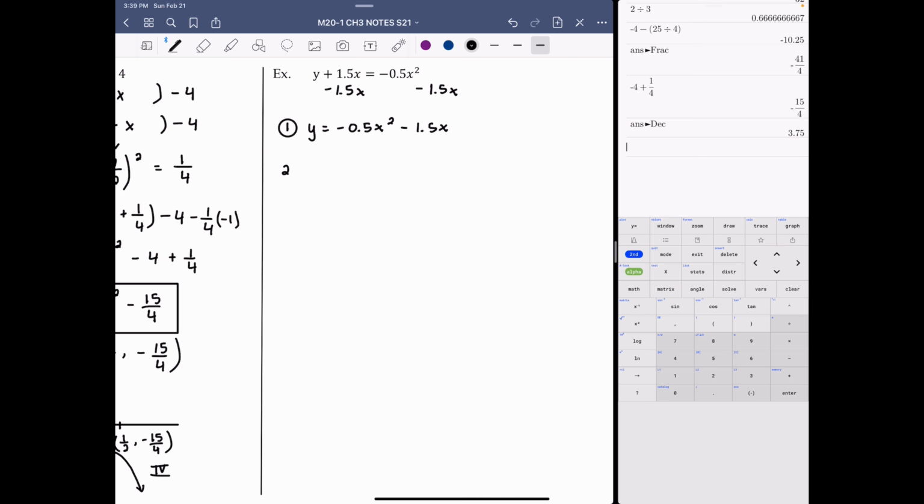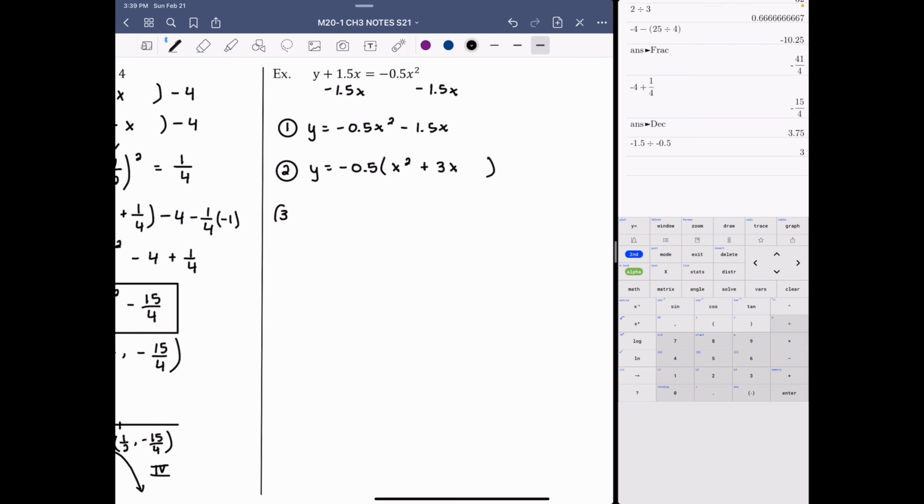Step 2, we want to factor out the number in front of x squared, which is negative 0.5. y equals negative 0.5, bracket x squared, and then negative 1.5 divided by negative 0.5 gives us positive 3, so plus 3x, and leave a space, and then close the bracket.